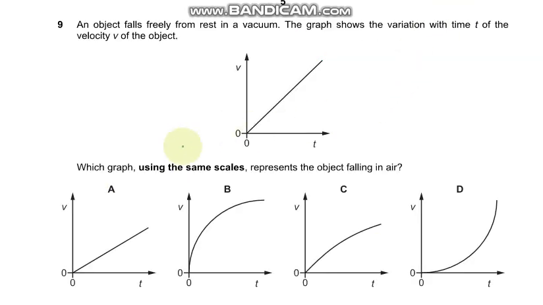Question number 9 says that an object falls in vacuum. Which graph, in the same scale, represents the object falling in air? If the object is falling in air, it will reach terminal velocity. Either C or B could be the answer, but initially it must fall with the initial acceleration of free fall, which is g, so this cannot be the answer, so C is the appropriate answer.